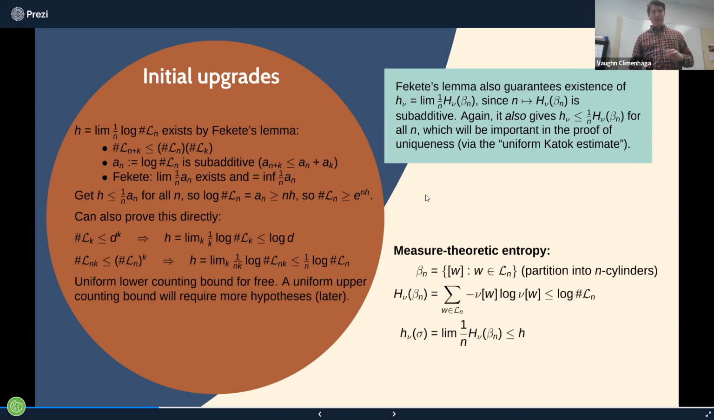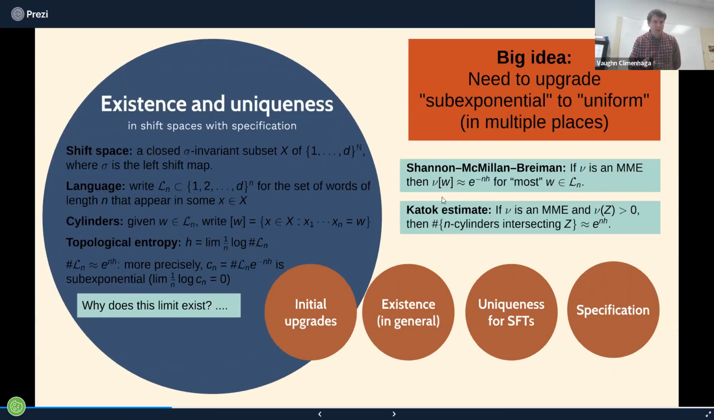I should mention that in the definition of measure theoretic entropy, which is a linear growth rate of the static entropy with respect to a certain partition, a partition into n cylinders, the existence of that limit is once again a consequence of subadditivity, Fekete's lemma, and you once again get a certain uniform bound, which is important in a particular place in the proof of uniqueness. But I don't think we should spend too much time dwelling on that right now.